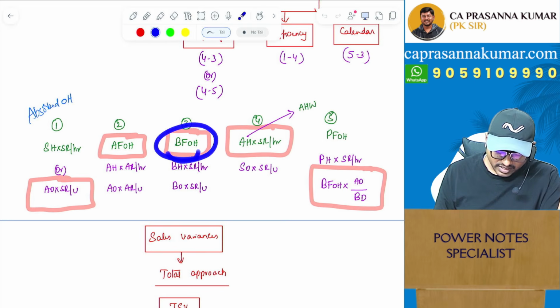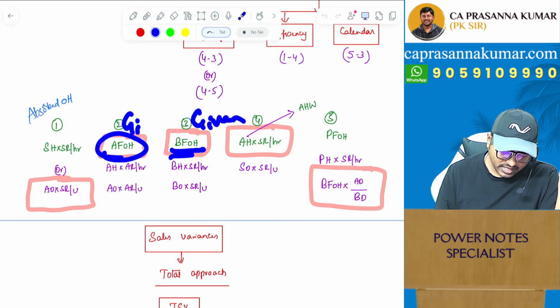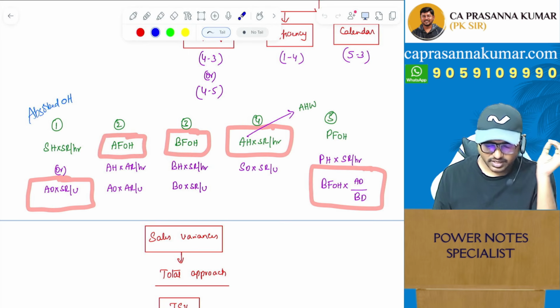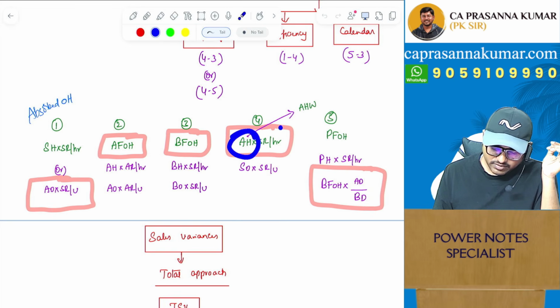No. When I write BFOH, it means it will be given in the question. When I write AFOH, it means the number will be directly given in the question. Fourth one is AH into SR per hour. Here also AH means AHW only. So what is that? We'll see later.